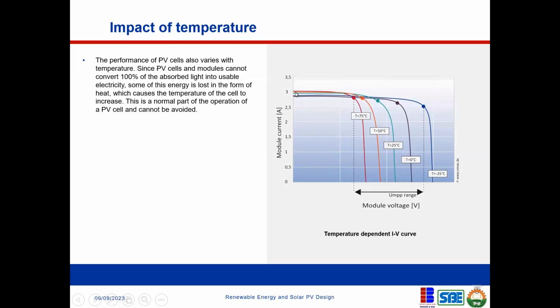But look at the current. The current has not moved much, right? So temperature does not really affect current so much. It affects voltage so much. What affects the current is the intensity or the irradiance. Temperature does not affect current. Temperature affects the voltage.